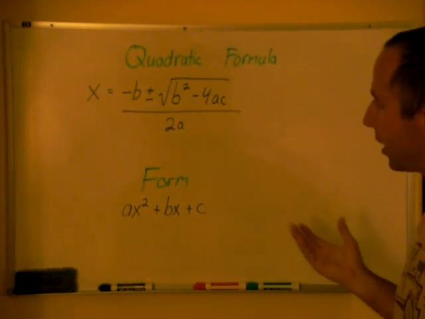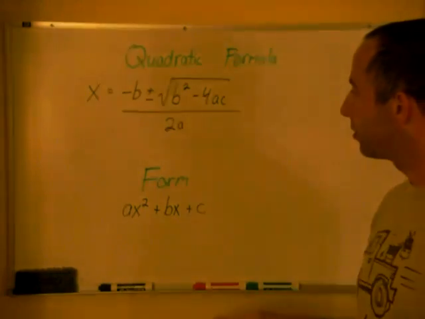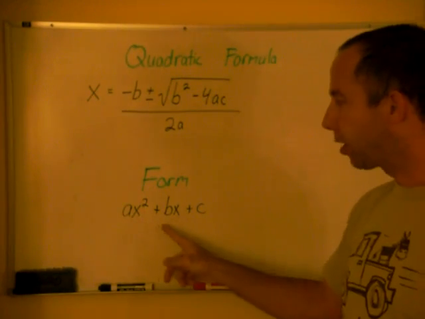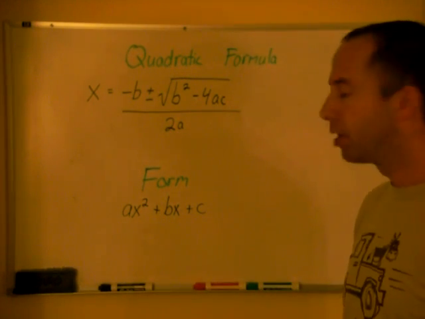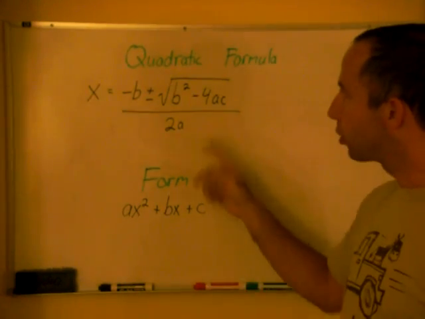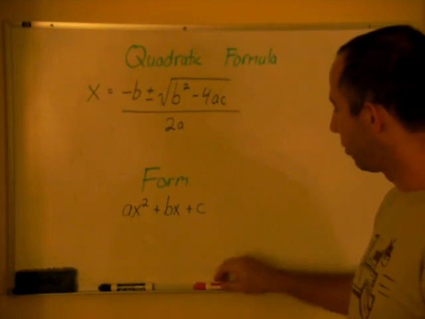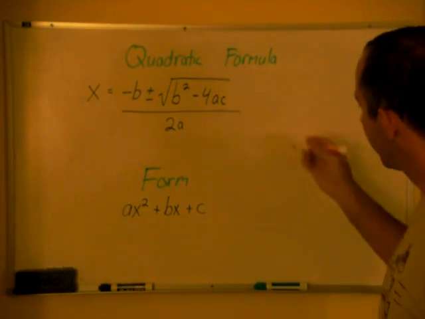So the next thing we need to do is identify when we need to use this formula. You're going to use it whenever you see the form ax squared plus bx plus c that cannot be simply factored. So if you can't factor it out easily, you're going to have to use the quadratic formula. So how do we identify the a's, b's, and c's, you might be wondering.